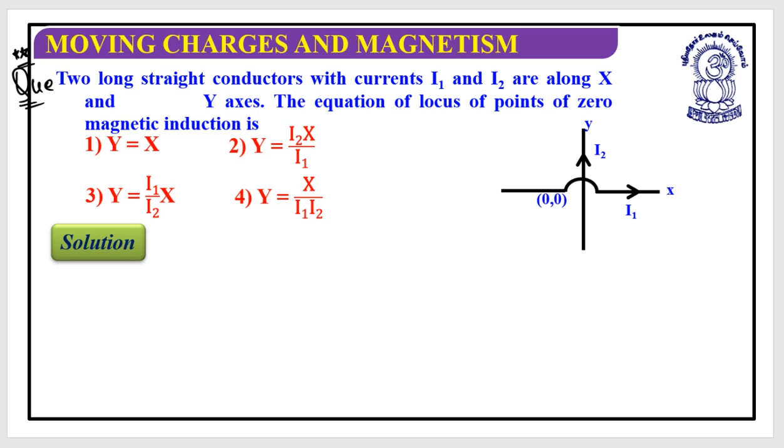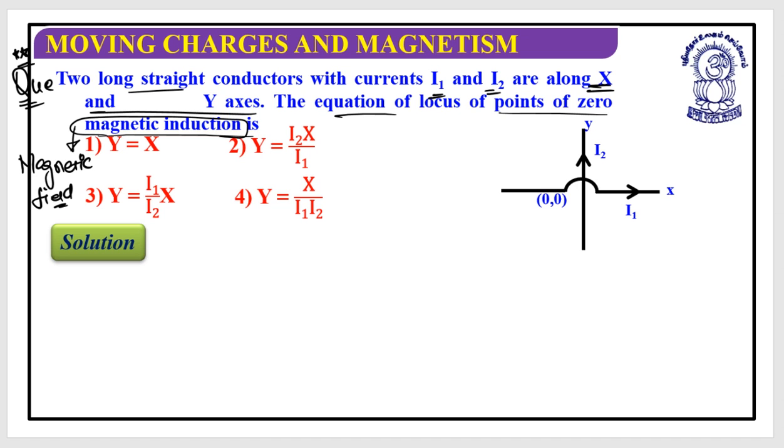So what does it say? Look at this very carefully and go with the data, and let's find it out. It says two long straight conductors with currents I1 and I2 are along the x and y axis. Then the equation of locus of points of zero magnetic induction. Again a new word, magnetic induction, which also represents a magnetic field. So take 30 seconds and let me know what we should do.